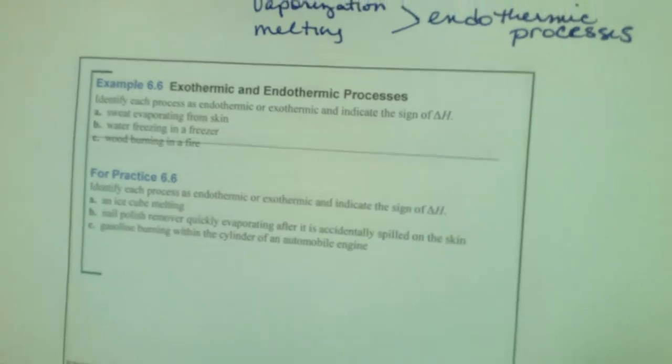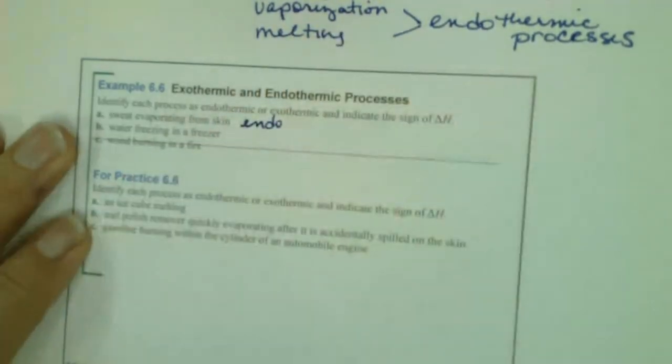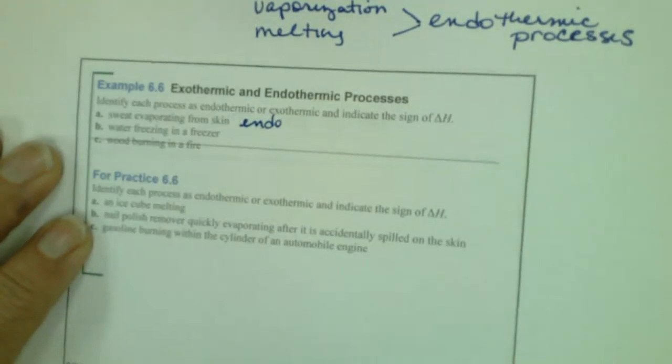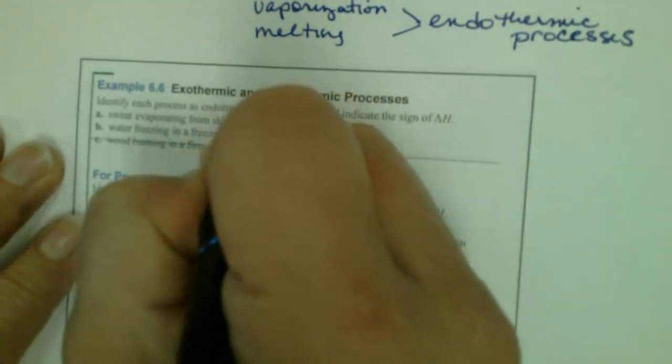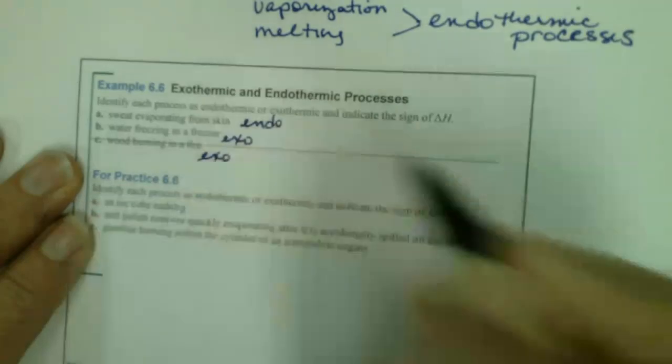Okay, welcome back. So, evaporating, as we said, would be endothermic, okay? So water freezing, it's going to have to give off heat, is exothermic. And wood burning would be exothermic.